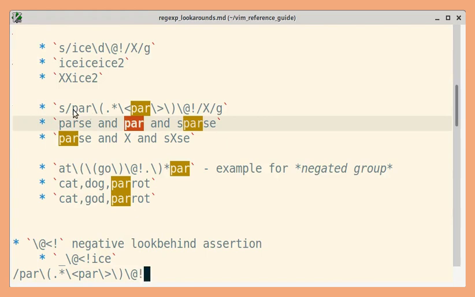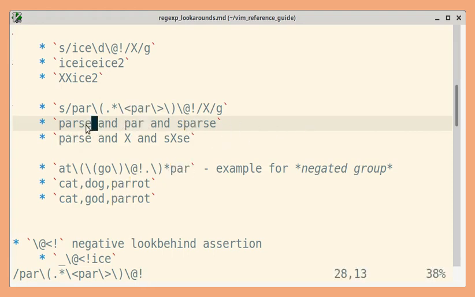Here's another example. This will match par as long as the whole word par is not found later in the line. So this particular sequence is not matched because there is a whole word par later in the line. Now this itself will be a valid match because after this there is no whole word par. So on this particular line, if we apply this substitute command, this will not be replaced. This will be replaced with x and this also will be replaced with x.